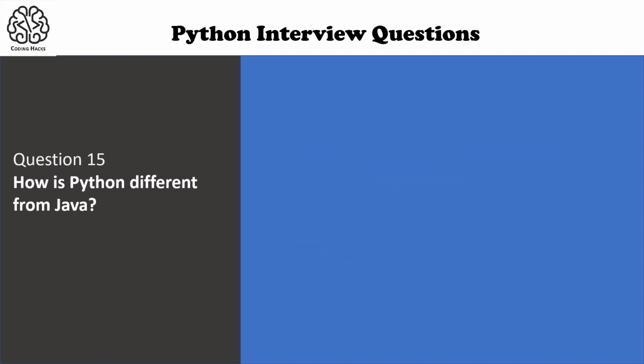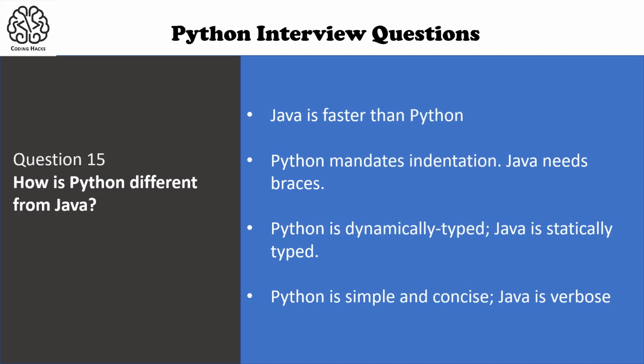Question number 15 is, how is Python different from Java? So there are some of the differences. Java is a bit faster than Python. Python mandates indentation, whereas Java needs braces. So we have to put our complete code in a set of braces in Java. Python is dynamically typed, whereas Java is statically typed. Python is quite simple and concise, whereas Java is verbose.